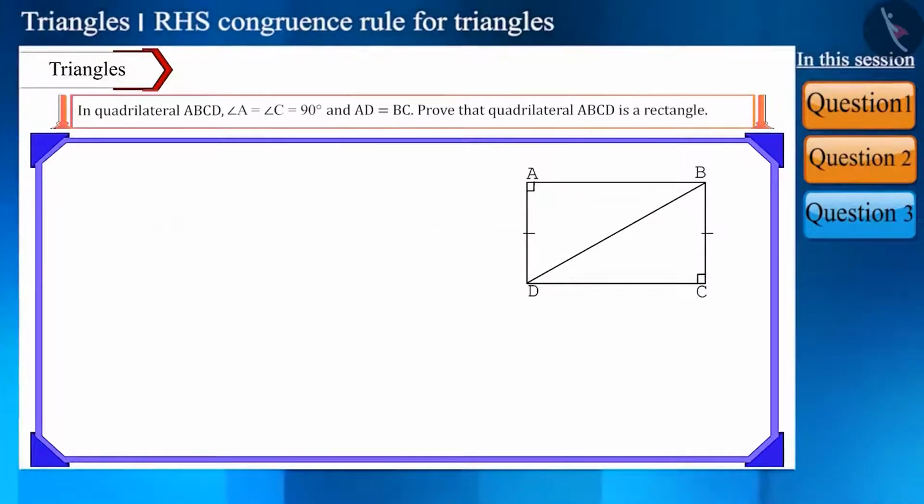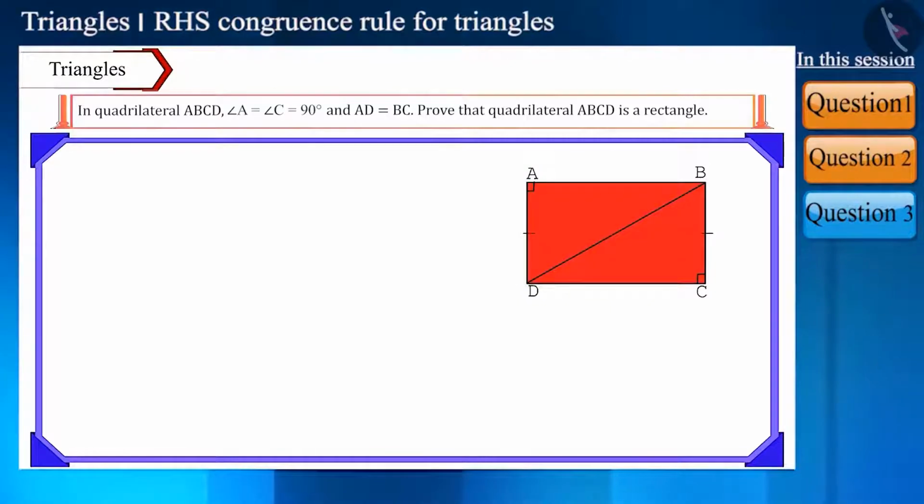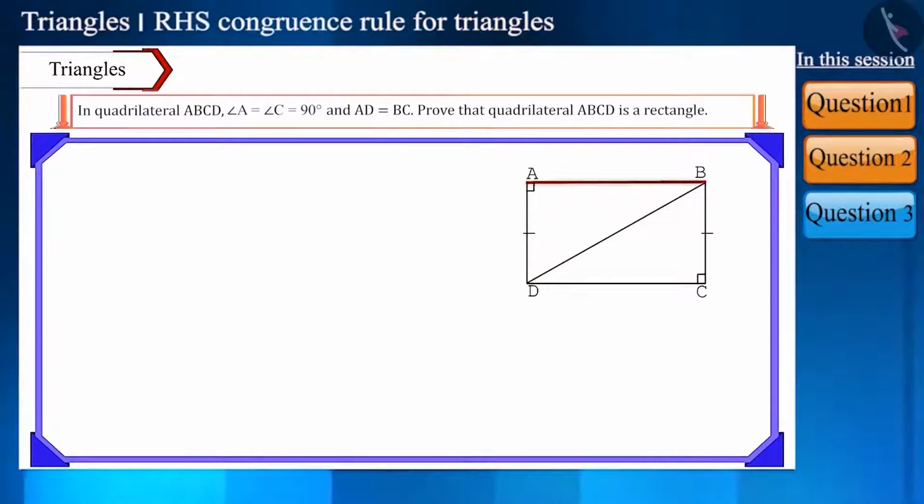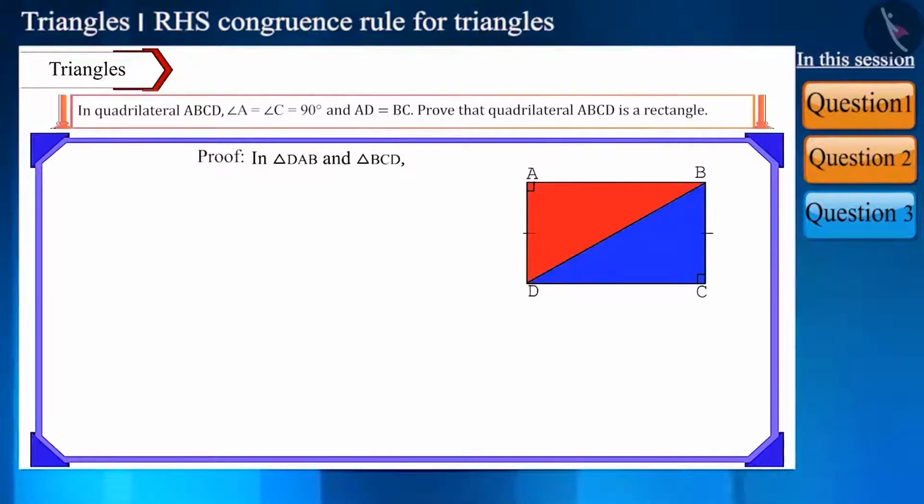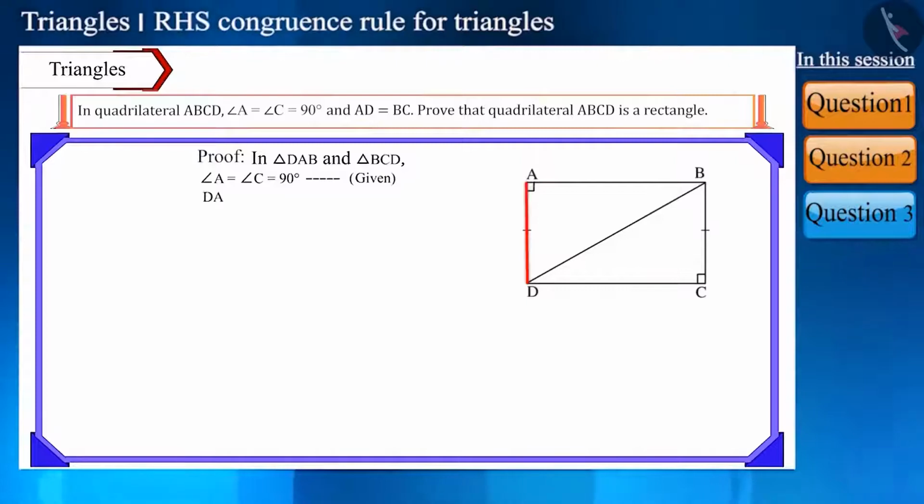It's given that side AD is equal to side BC, and angle A and angle C are right angles. ABCD will be a rectangle if we can prove that side AB and side DC are also equal and angle B and angle D are right angles. So let's start. In triangle DAB and triangle BCD, angle A is equal to angle C. Side DA is equal to side BC. Side DB is the common side.